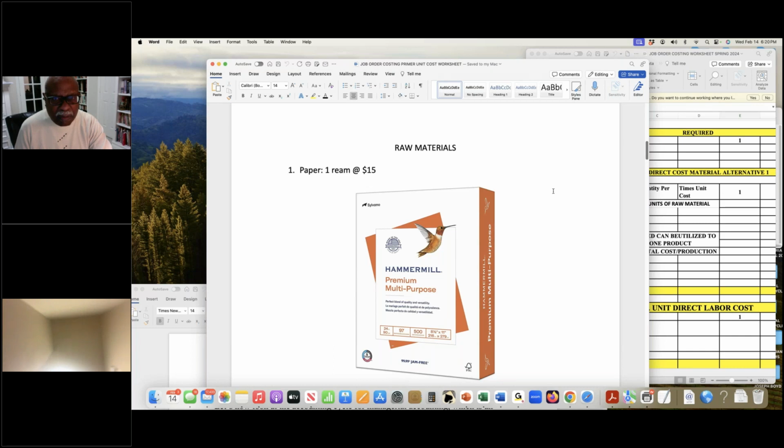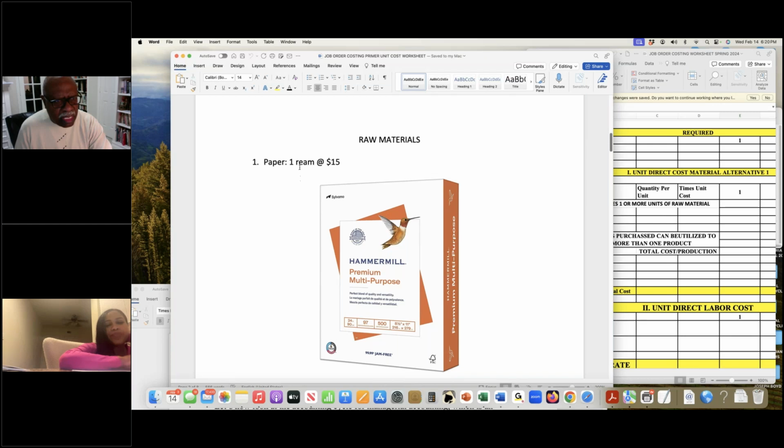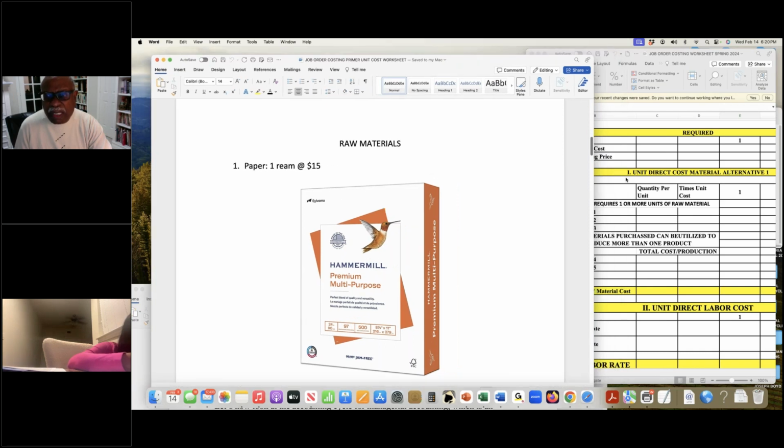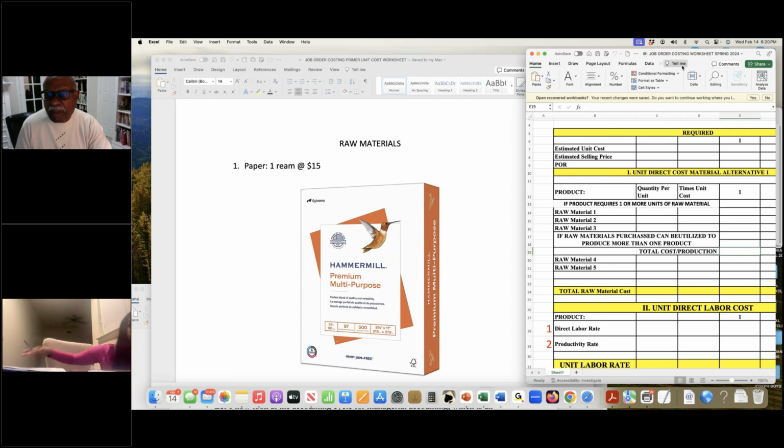Now, the first item that we have is paper. So for my book, let's assume it takes one ream of paper. The paper costs $15. So going to the spreadsheet, the first item, our quantity is 1. The unit cost is 15. So the paper in this book is $15.